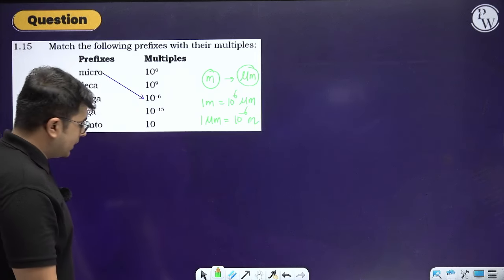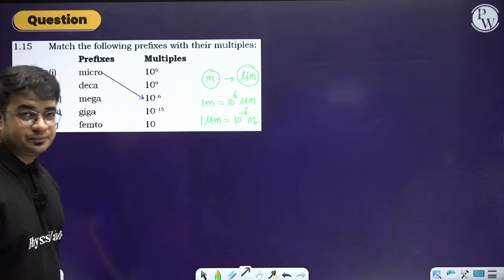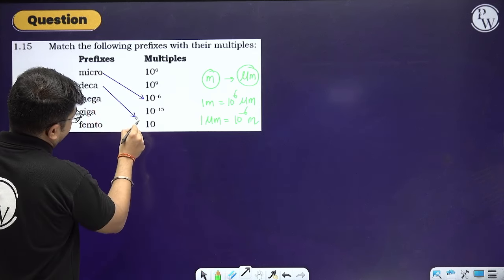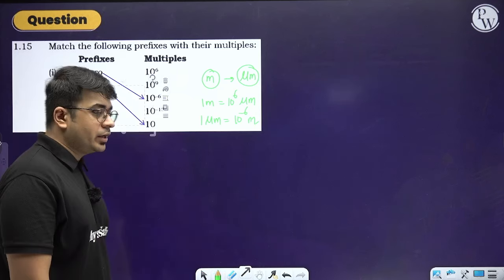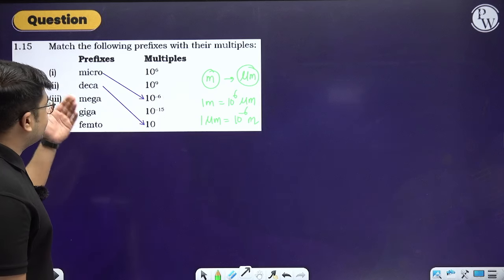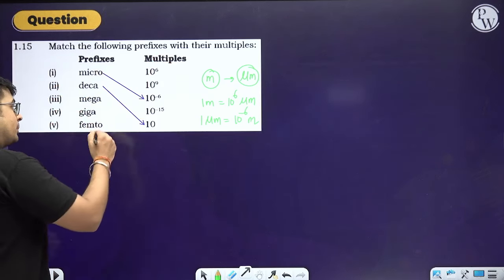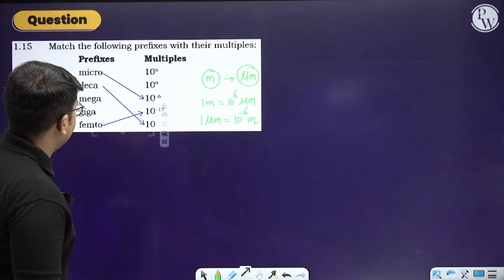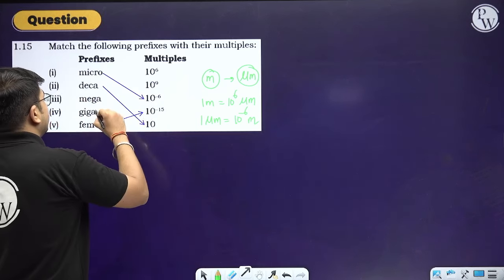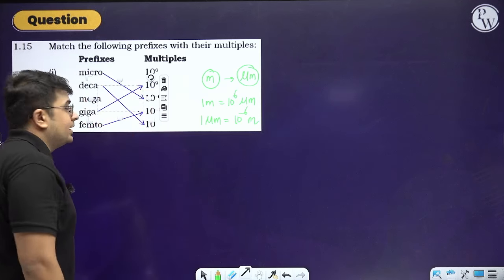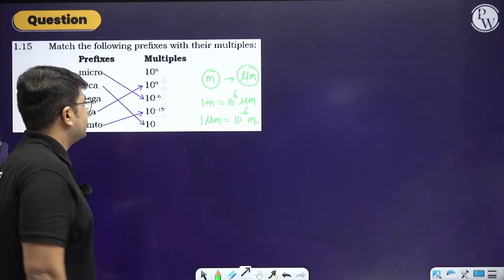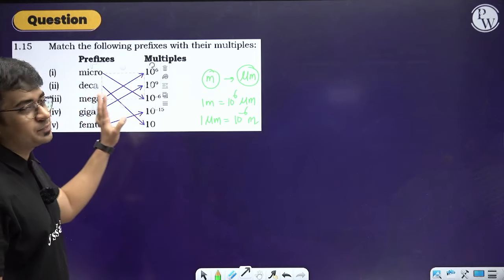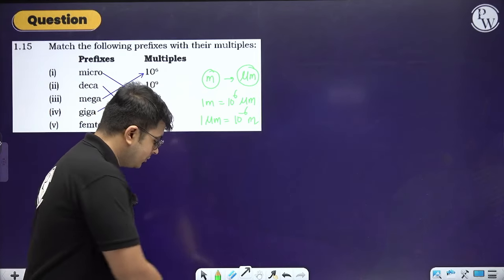Now next part is deca. Just like deci, which is 10 raised to the power minus 1, deca is 10 raised to the power 1. Next we have mega, giga and femto. Femto is very clear, we are talking about 10 raised to the power minus 15. Giga, which we all know, is 10 raised to the power 9. And the last part which remains is mega, which is 10 raised to the power 6. I hope this part is clear to everyone. A very simple question from NCERT itself.